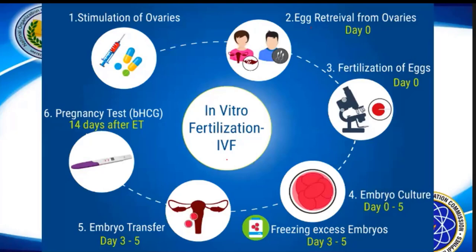Kukuha sila ng mature egg from the woman and then syempre sperm from a man or the husband. So, the union of this ovum and sperm takes place outside the organism. So, sa test tube. Okay? Or sa laboratory. So, usually happens in the test tube or in the laboratory. Kaya tinawag nila minsan na test tube baby. So, pag na-fertilize na yung egg, ayan, next stage is embryo culture. I-testing muna nila kung mabubuo ba siya. Okay? And then, freezing excess embryos. Then, after that, piliin nila.